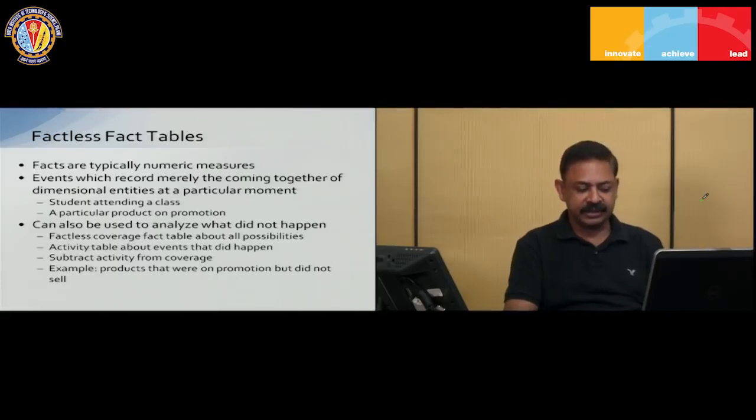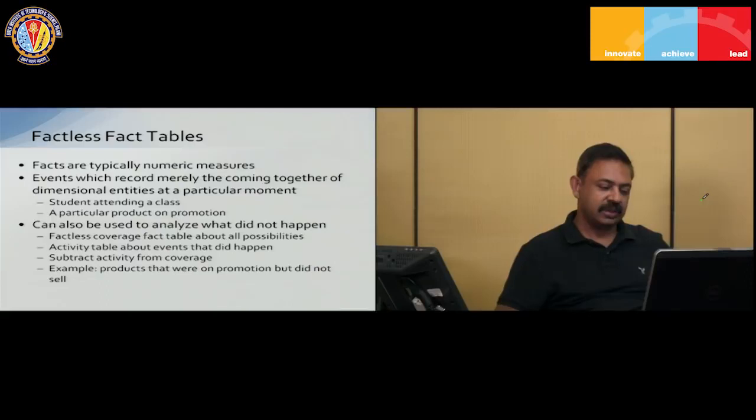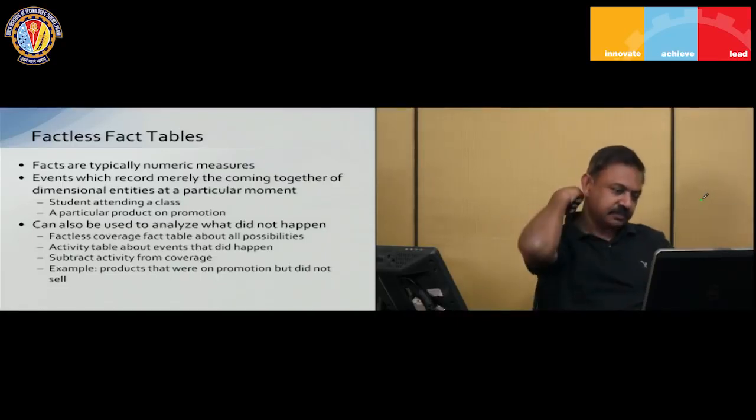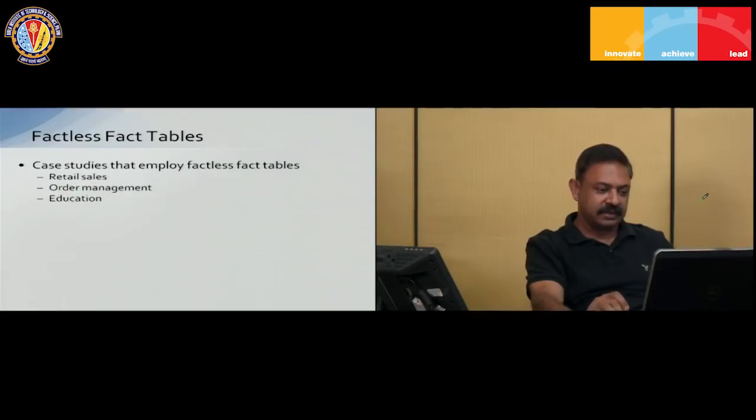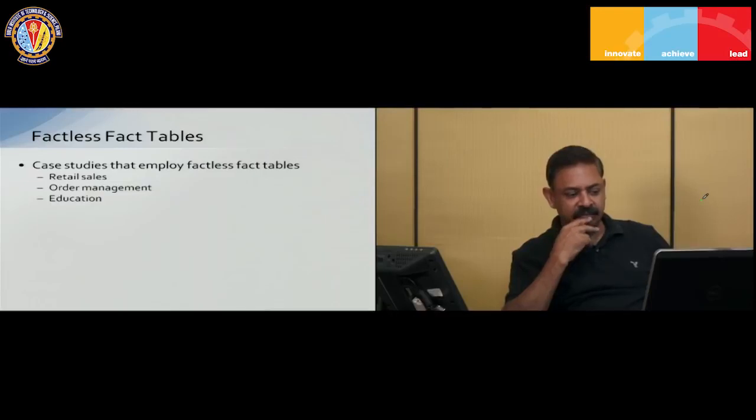Subtract activity from coverage, and say you want to find out products that were on promotion but did not sell. These cannot be answered using the classical sales star schema with dimensions product, store, time, and promotion. So we cannot answer that using that particular schema, and we need some additional information which we store in a coverage fact table. So this is the background for factless fact tables, and we have taken 3 case studies in which we'll show the use of the factless fact table.